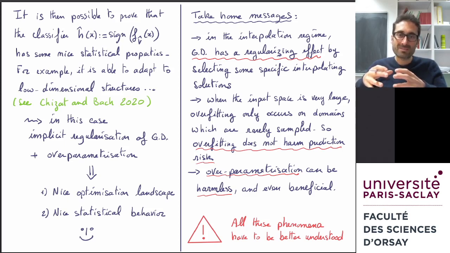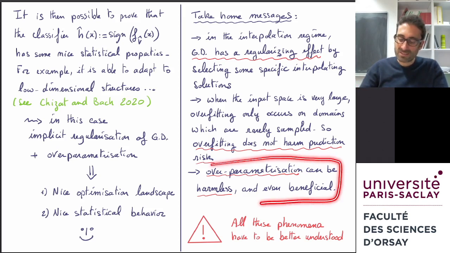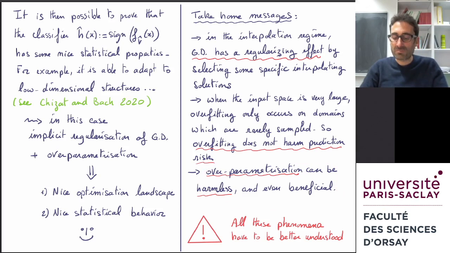Actually, what will have a big impact is the fact that most of the time, when you have a new test point, you will not be so correlated to your learning data points, and you will predict something which is close to zero, at least for the high dimensional part of the signal. And finally, as we have shortly discussed today, overparametrization can be harmless and even beneficial, just thanks to the optimization landscape.